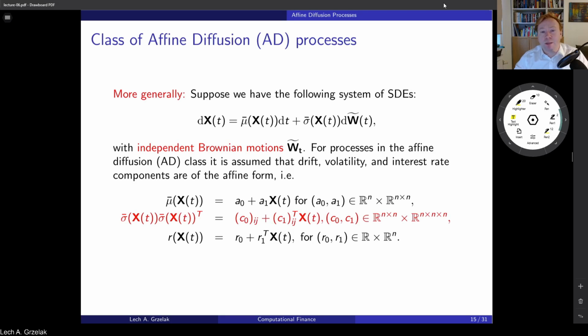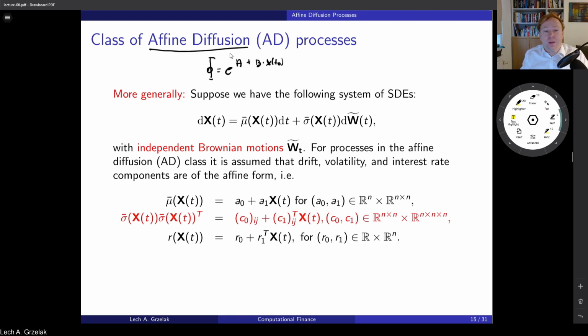Now we will formalize the conditions that a system of stochastic differential equations needs to satisfy so that we will have a characteristic function of a given form. As you remember, for the Black-Scholes model, the characteristic function was of the form e^{A + B x}, and this x is the initial value at time t0. So now we will work with a class of models for which the characteristic function will have the same form. This class of models is called affine diffusion processes.